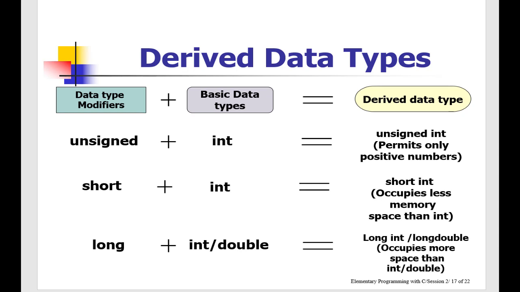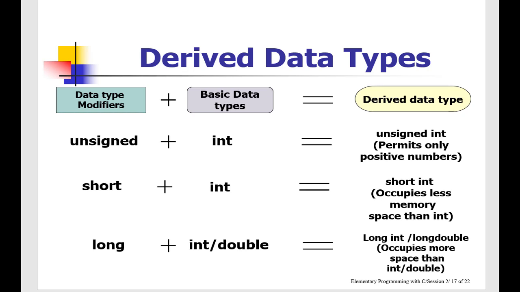For example, if you combine unsigned with int, you get an unsigned int, meaning that it permits only positive numbers. For example, this is when you are counting quantities: how many items are in your shopping basket, how many children are there in the family, and so on. Short int basically occupies less memory than a normal integer. Long int or long double basically occupies more space than a double.